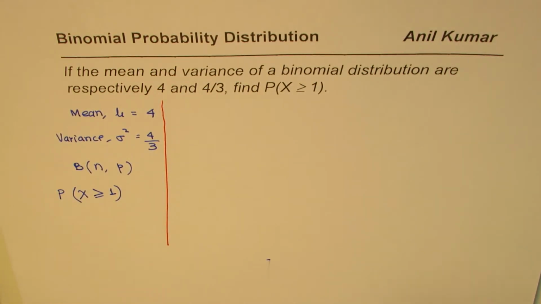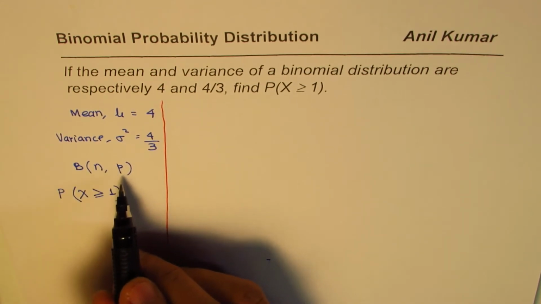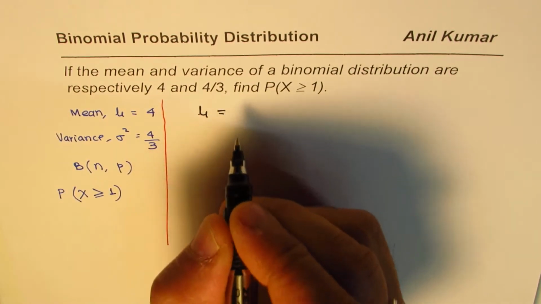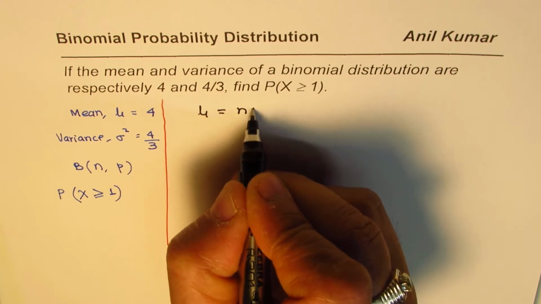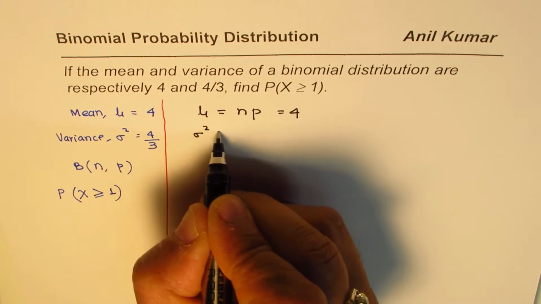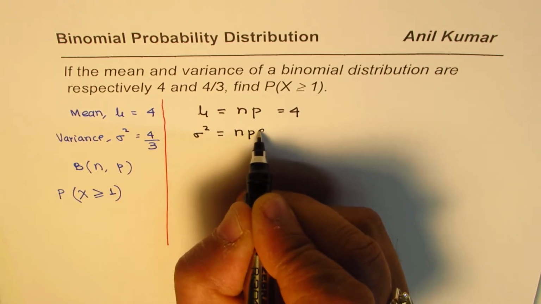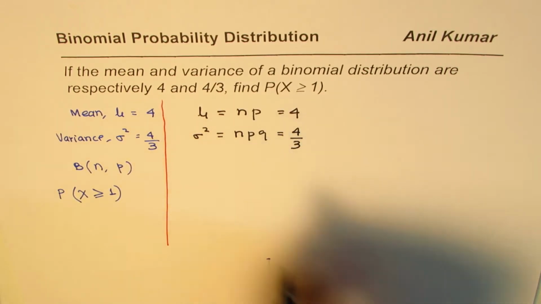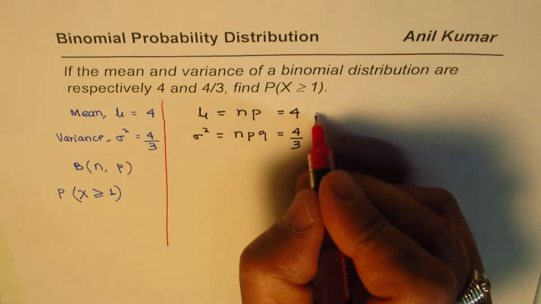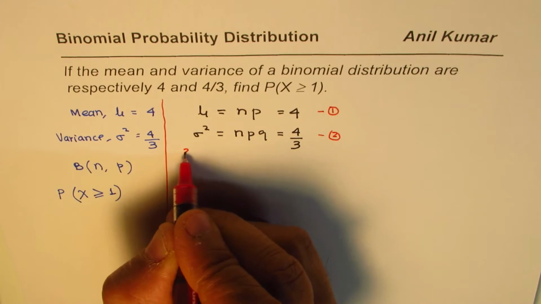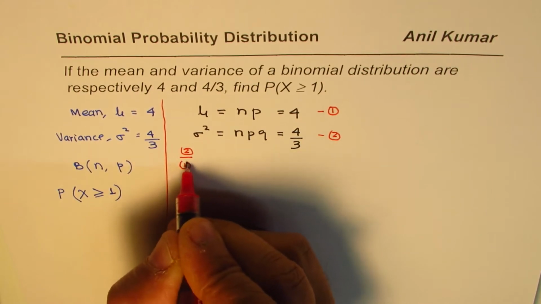So we'll apply the formulas for mean and variance to calculate n and p in this particular case. The mean, as you know, mu, can be written as n times p, which is equal to 4. And the variance, which is sigma squared, is the product of n, p and q, which is given to us as 4 over 3. So to find q, it is simple. We just divide one equation by the other. This is equation number 1, this is equation number 2. So we can divide equation 2 by 1.